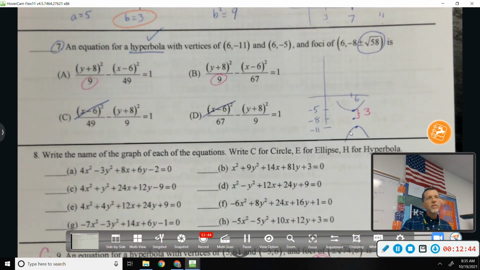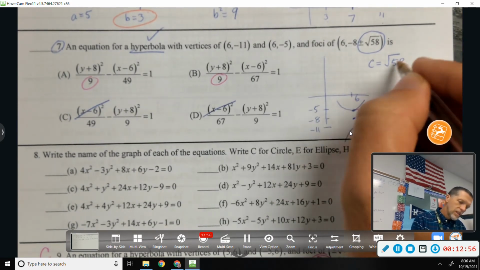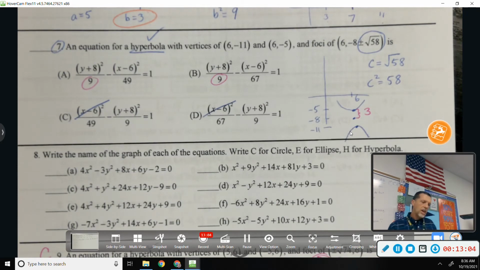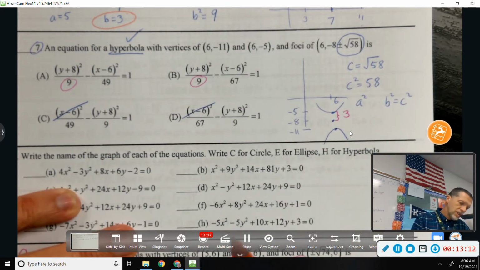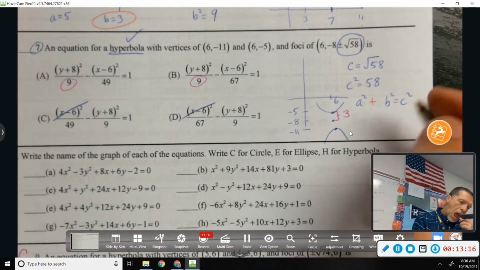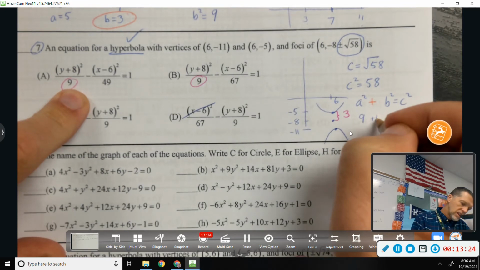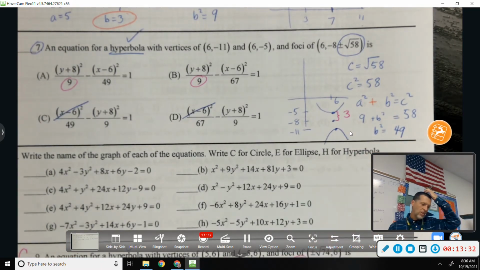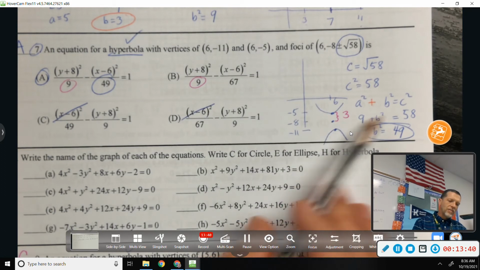So what's this plus or minus square root of 58? That's C. So if we start at 6, negative 8, and we go up or down square root of 58, that's telling me what C is equal to. Which is kind of an ugly number, except that we're going to be using C squared anyway, so it's okay. And then A squared plus B squared or minus B squared? Plus. So C squared is 58. We know A squared is 9. So B squared equals 49. And you're right, you may as well leave it at that because that's what goes in the equation. There's the 49. So it's A. I guess 67 would be if you added 58 and 9.